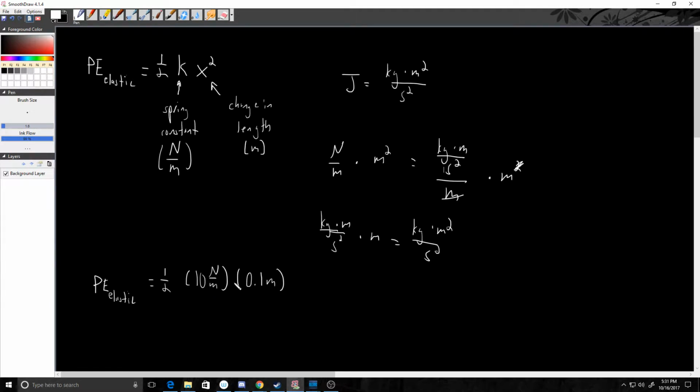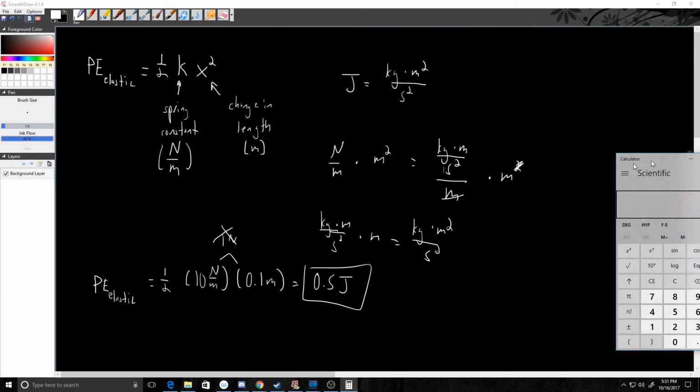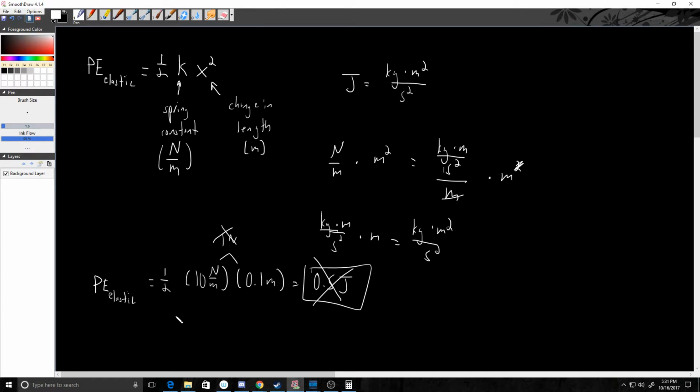So in this case, 10 times 0.1 is 1. My meters cancel out, so that's 1 newton, and then times 1/2. So that'll get me 0.5 joules of elastic potential energy. Let's get out a calculator just to double check. Oh, you know what I did wrong there? It's not times 0.1.